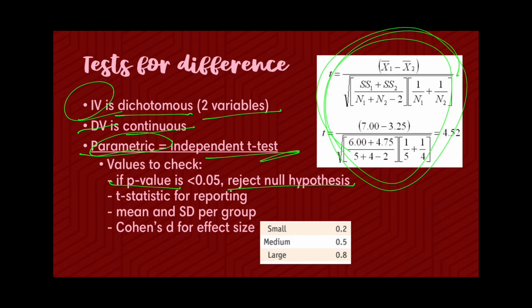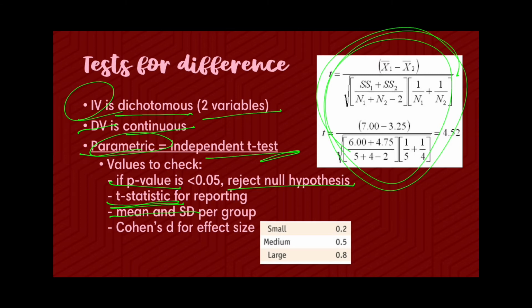And then you have to report the t-statistic. And then you have to also indicate the mean and standard deviation per group. So there is an overall mean and standard deviation of life satisfaction as a whole, but you also have to see the mean and standard deviation of males versus females. So, is there a significant difference? And then the next question is, who is significantly higher? Is it the group of males or is it the group of females?